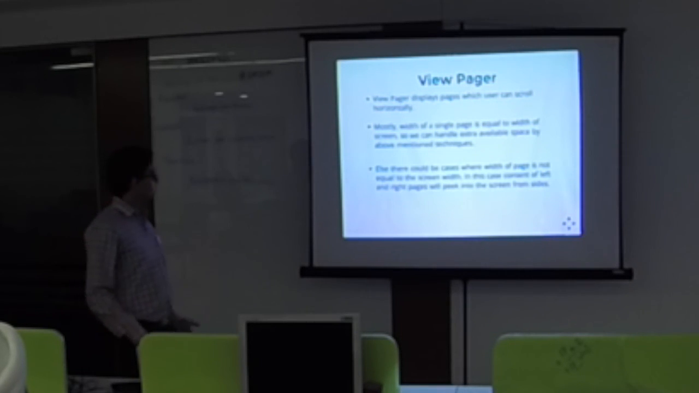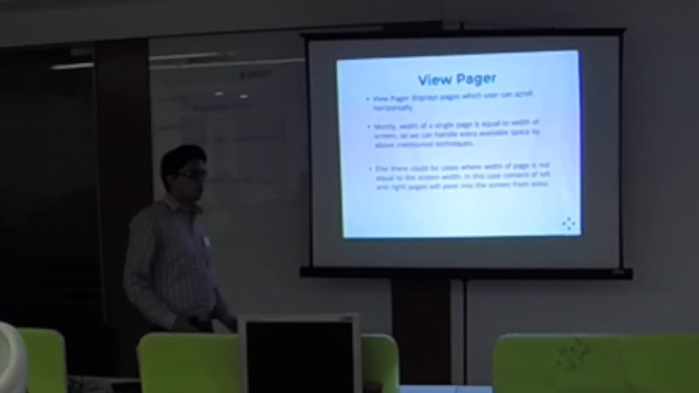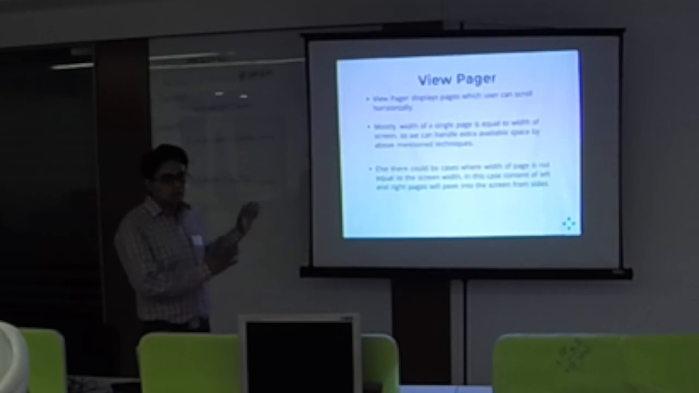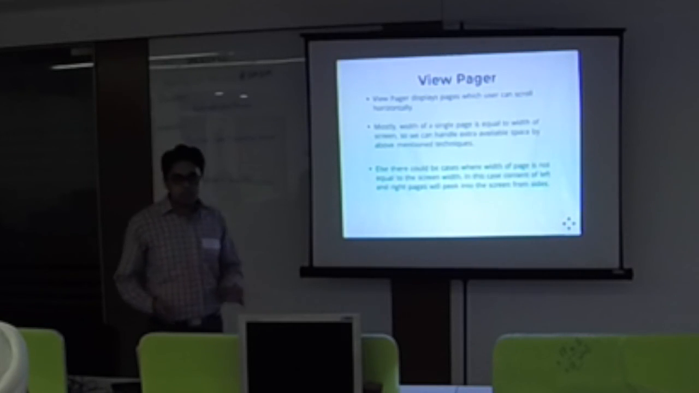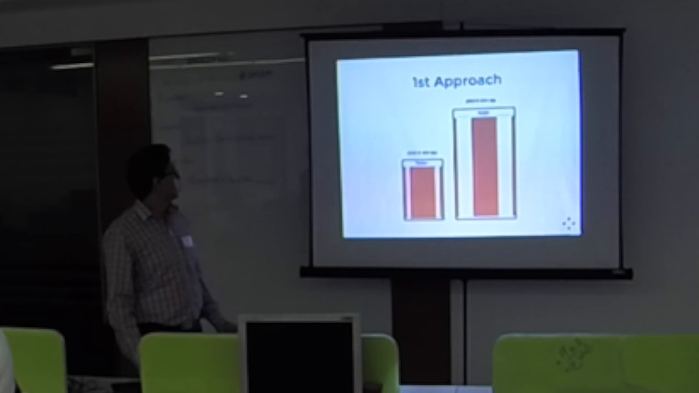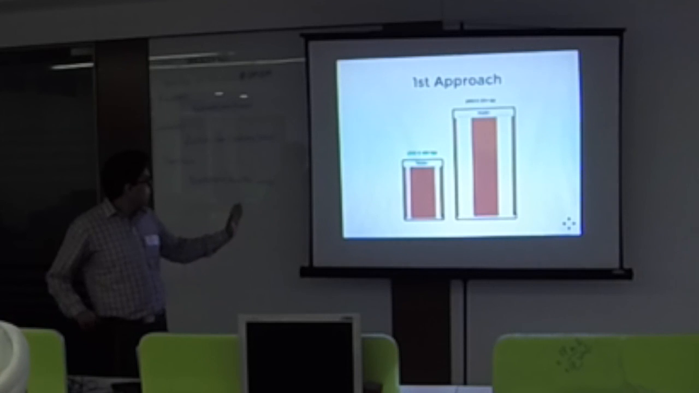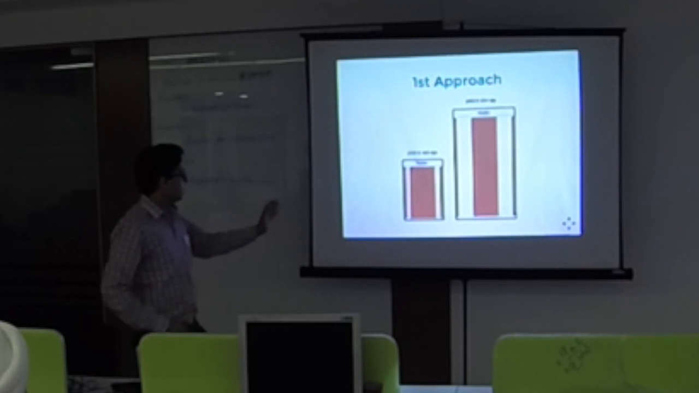But in a few cases, the width of the page is not equal to the screen width. In that case, it could be possible that the content of the left and right pages is peeking onto the same screen. It's an interesting case, and we can handle the extra available space in this case using two approaches. The first approach is we can fix the width of the peeking view and distribute the extra available width in the margins.